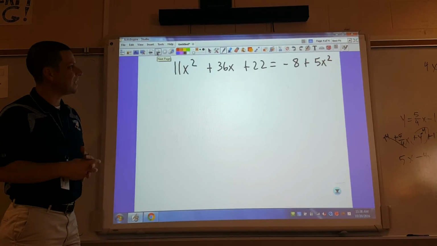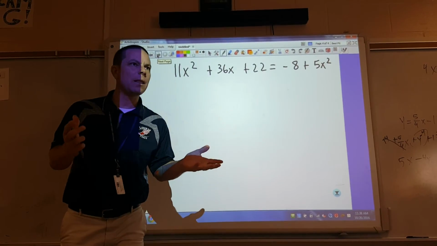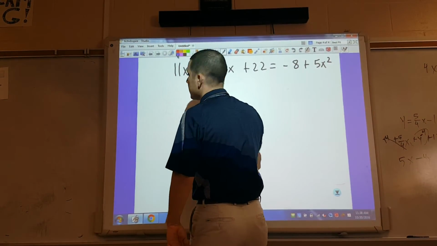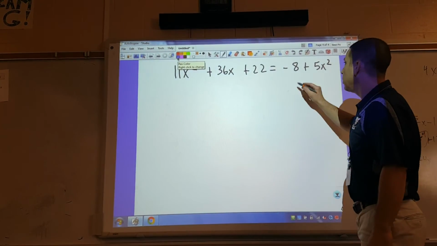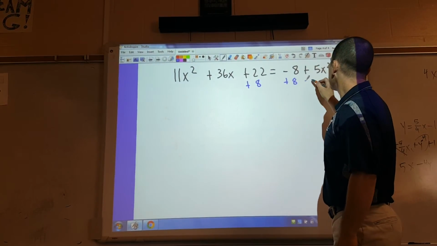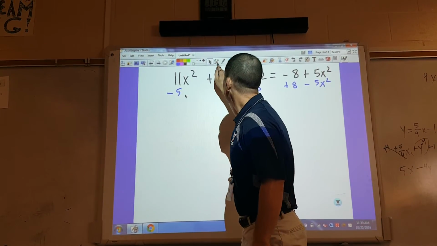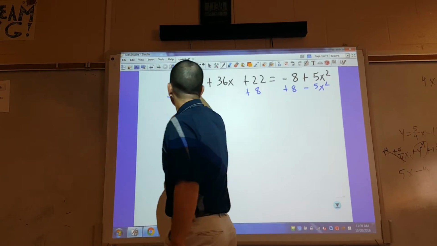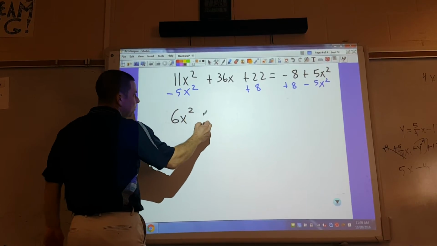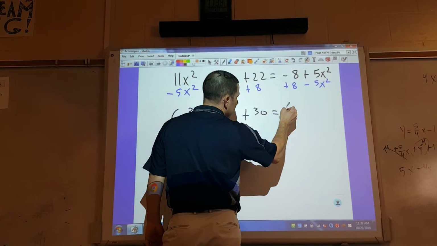All right, a final example here. So this is the first one we've seen where the right side of the equation is not equal to 0. Well, we got to make that happen. What do we do to get these two over here? We use our inverse operations. I would love it if you did that in your head, but let's just show it. We add 8 and we add 8, and we will subtract 5x squared and subtract 5x squared here. So after a little bit of algebra there, we get 6x squared plus 36x plus 30 equals 0.